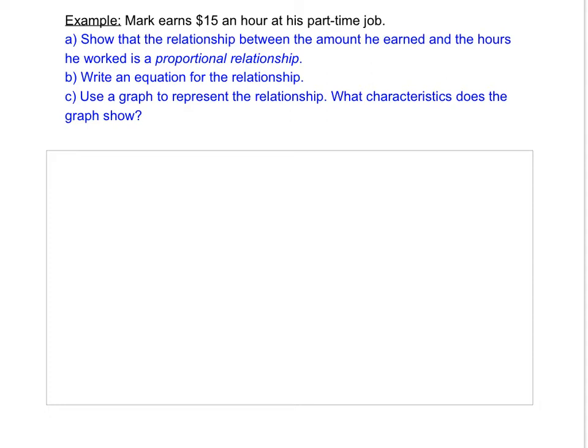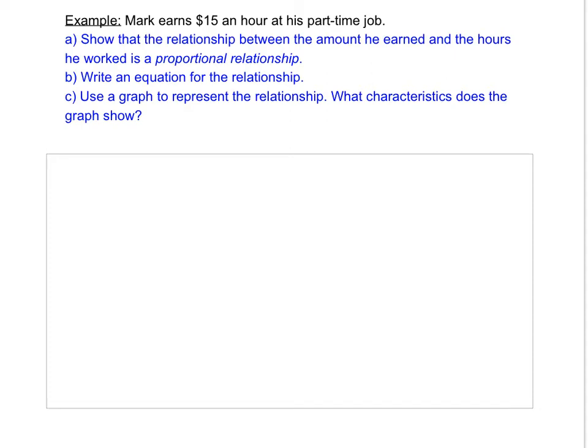Okay, in working with word problems like this, sometimes we like to use an equation to represent a word problem that describes some relationship. And a lot of times we also use a graph to visualize the relationship. So equation and graph and then verbal description, they all tie to one another closely. Okay, so let's try to solve part A. Let's show that the relationship between the amount that he earned and the hours he worked is a proportional relationship. Okay, we can use a table to help us here.